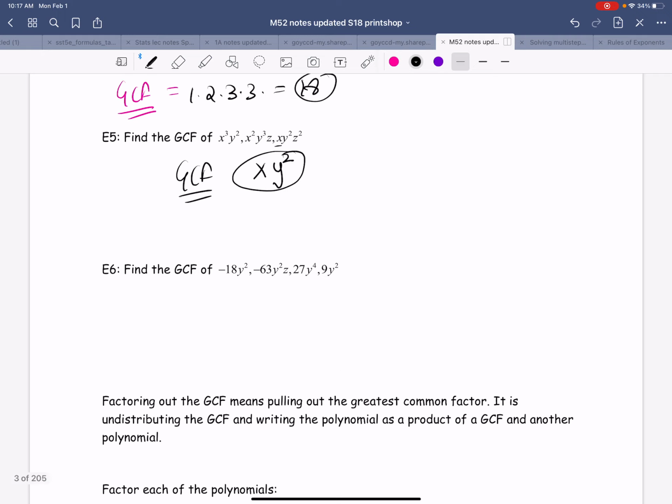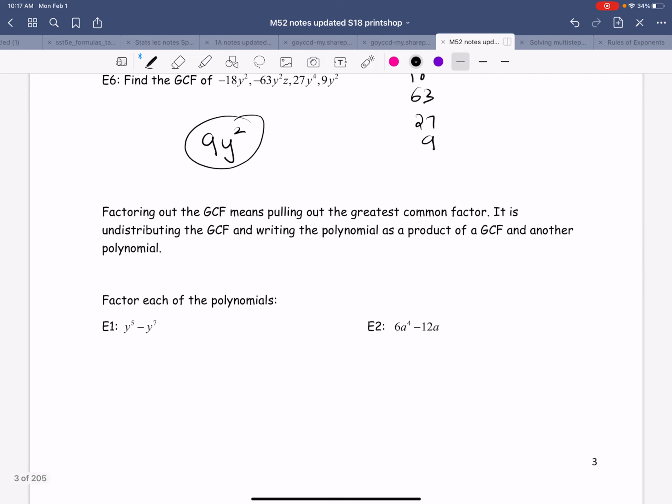In the next one, I do have the numbers. The negative sign is not common in every single term, so that wouldn't come down. But go ahead and do the work for this. For 18, 63, 27, and 9, find the GCF. It's going to be 9. And then the common variable to the lowest exponent, so the GCF is 9y squared.